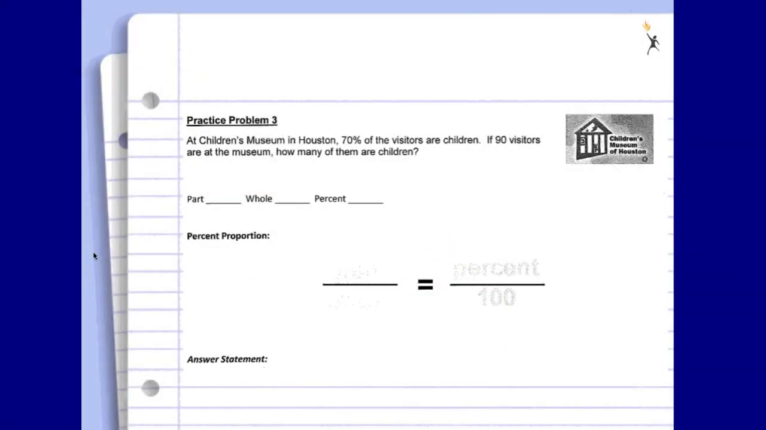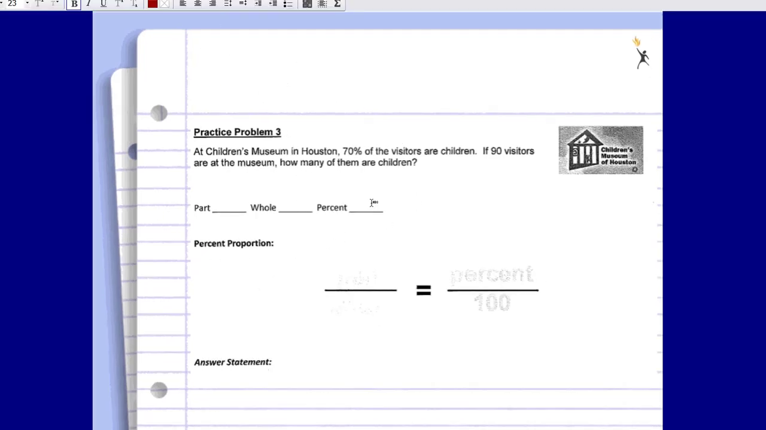Next problem. At the Children's Museum in Houston, 70% of the visitors are children. If 90 visitors are at the museum, how many of them are children? So let's fill in what we know. We know the percent is 70%.